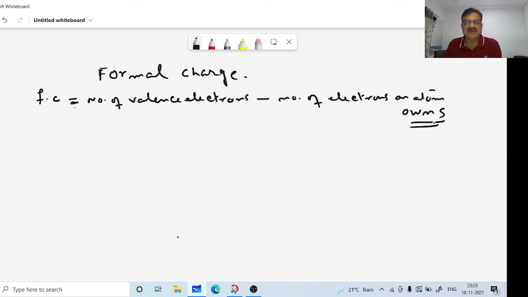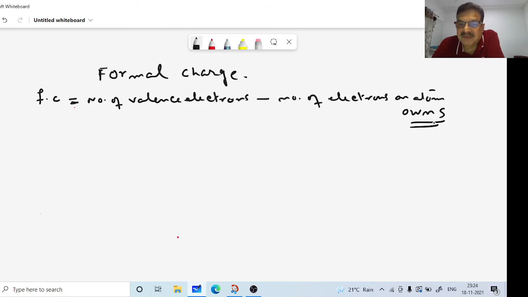You should understand what it means. Formal charge is calculated by this formula: the number of valence electrons of an atom minus the number of electrons an atom owns. The number of electrons owned by an atom is determined by its number of bonds and the number of lone pairs.